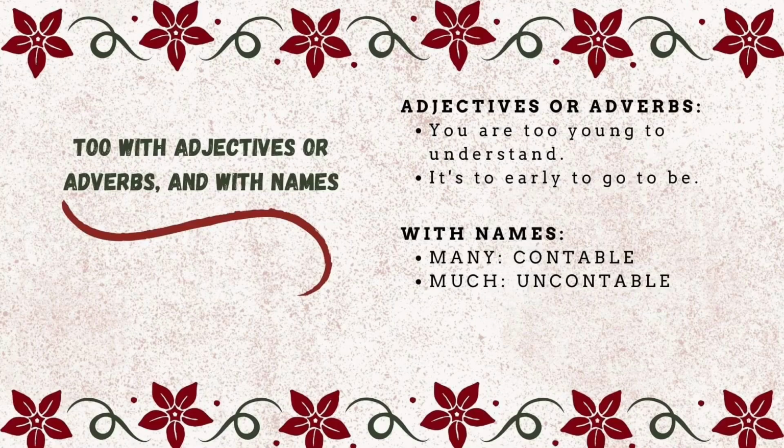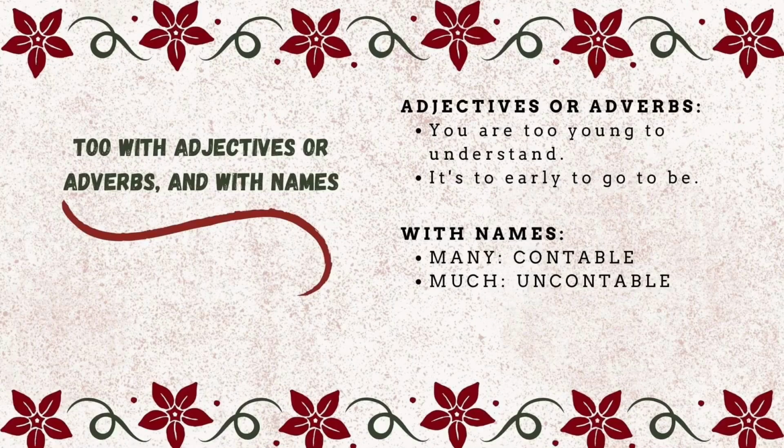When speaking of too with adjectives or adverbs and with nouns, for example, when speaking of adjectives or adverbs, it is used like this. You are too young to understand. Eres demasiado joven para entender. And it's too early to go to bed. Es demasiado temprano para ir a la cama. And when talking about nouns, it is used like this.